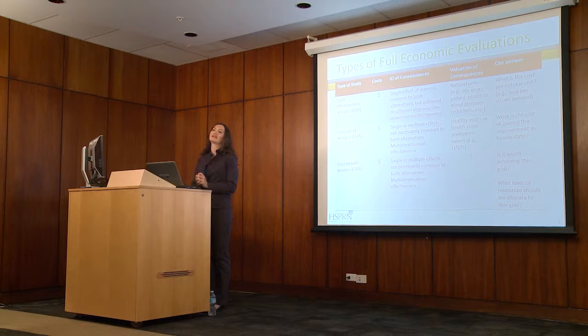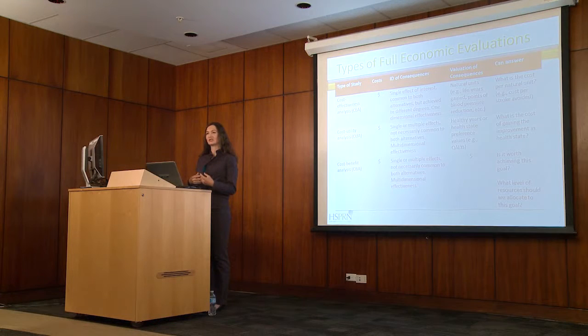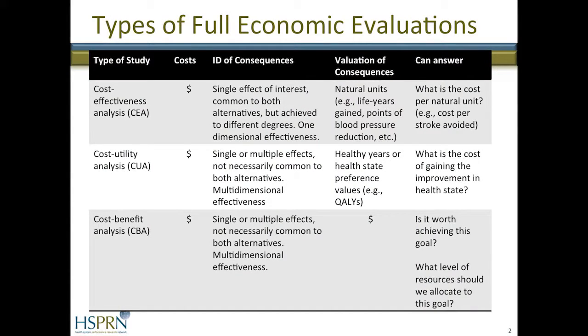So in the cost utility analysis, you provide a utility value to the effects of the health intervention, of each of the two interventions that you're comparing, typically referred to as quality adjusted life years, which take into consideration both quantity and quality of life, and it answers the question, what is the cost of gaining the improvement in health state? In the cost-benefit analysis, what you do is that you give a dollar value to your consequences, and then you answer the question, is it worth achieving this goal for this amount of money?